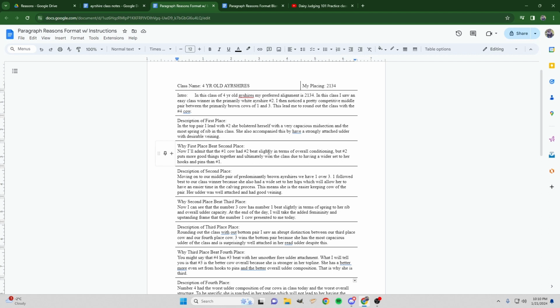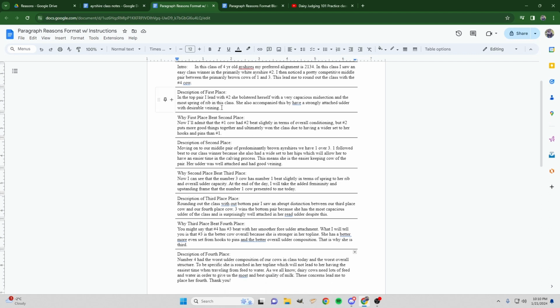In this class of 4-year-old Ayrshires, my preferred alignment is 2-1-3-4. In this class, I saw an easy class winner with the primarily white Ayrshire number 2. I then noticed a pretty competitive middle pair between the primarily brown cows of 1-3. This led me to round out the class with the number 4 cow. In the top pair, I led with number 2, as she bolstered herself with a very capacious midsection and the most spring of rib in this class. She also accompanied this by having a strongly attached udder with desirable veining.